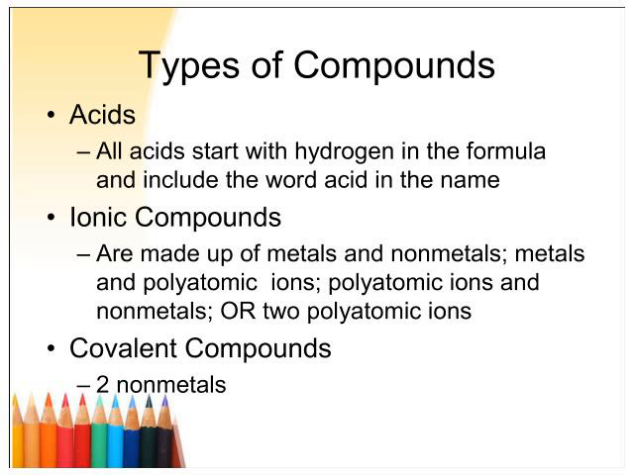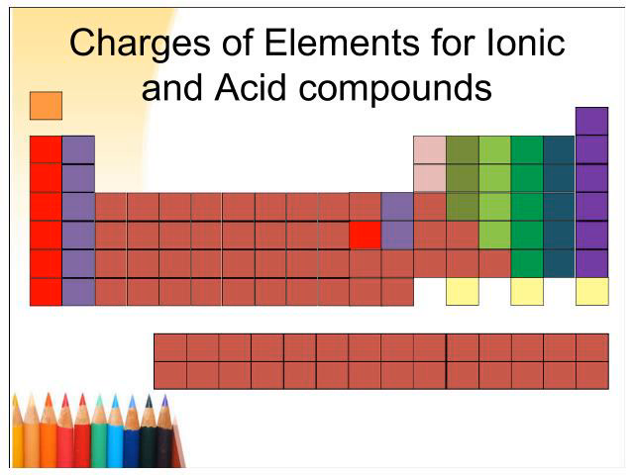We're actually going to deal with the naming rules later. I want to make sure that you are able to identify what kind of compound you have so that you'll be able to figure out which naming rules to use. So the other thing we're going to do today is go through the charges of the elements based on the periodic table, and this is only when we have ionic compounds and acid compounds.